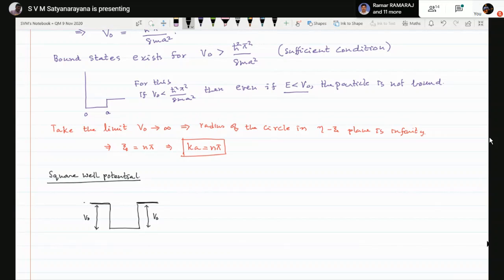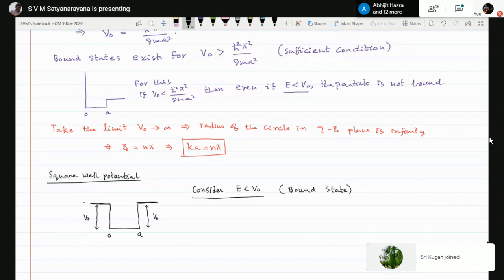So now suppose you consider E less than V naught. Consider E less than V naught. So this is essentially the bound state problem. Okay, so let us try to do this calculation. Let's call this 0 and this a.